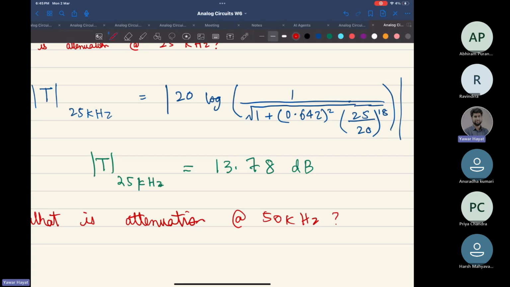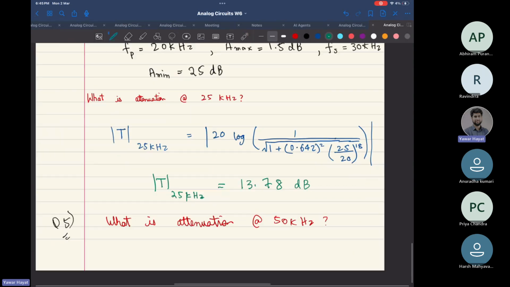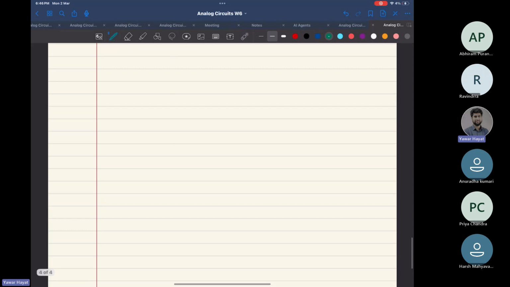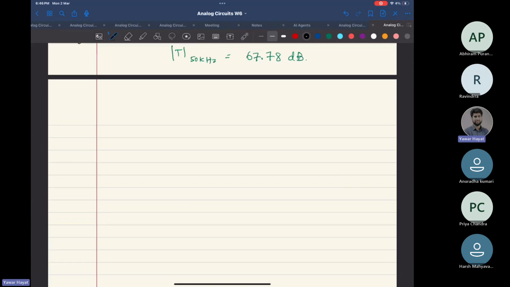I'll directly write the answer. This is literally an identical problem, not even a similar problem, a copy problem. So the attenuation at 50 kilohertz would be 67.78 dB. Please verify the answers, okay? And let me know via mail if there is any mistake or discrepancy.